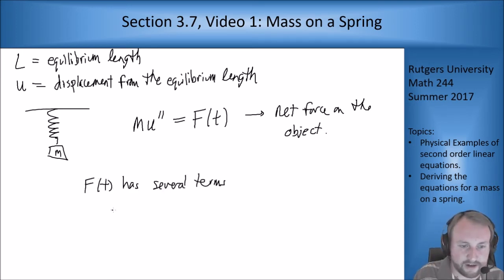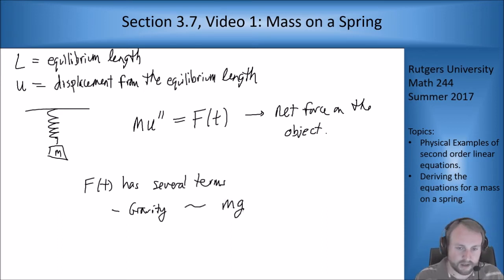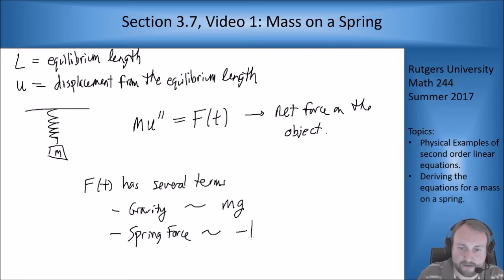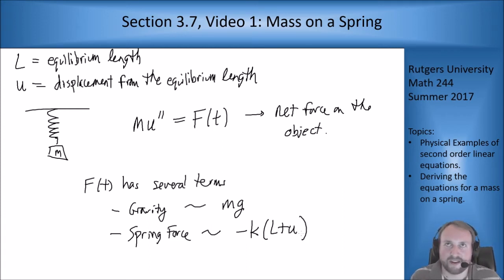So the first is gravity, which is going to be m times g. Gravity here is positive because we're going to assume that the downward direction is positive. So if it's displaced positively, that means it's pulled further away from the equilibrium length. And if it's negative, it's pushed up into the spring a little bit. So there's gravity. There's the spring force, which is going to be negative K times L plus U. Why? Because the total force exerted by the spring depends on the total length, not just the distance from equilibrium. So it should be K times L plus U in that term.